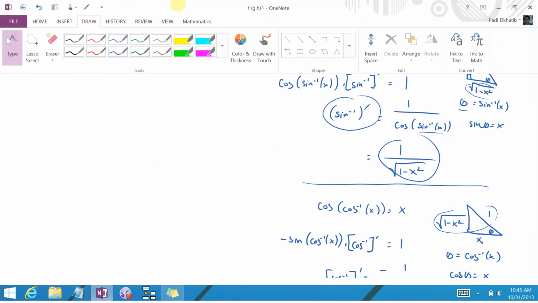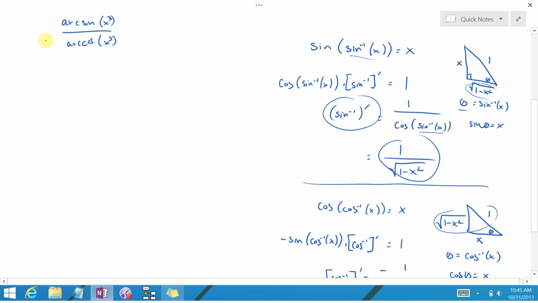Alright, so now that we know that, I'll switch over to black here, we can attack the derivative of this guy. By the quotient rule, it's the derivative of the top, which is the derivative of arc sine x cubed, which by the chain rule is the derivative of arc sine applied to x cubed, and the derivative of arc sine is 1 over the square root of 1 minus x squared.